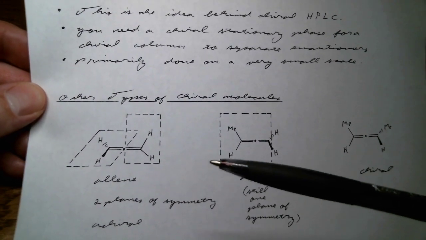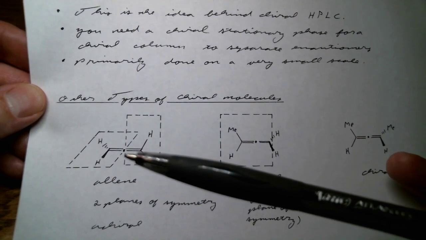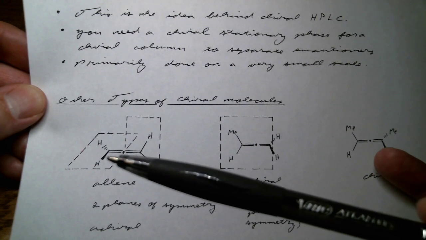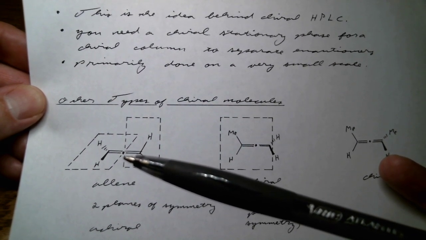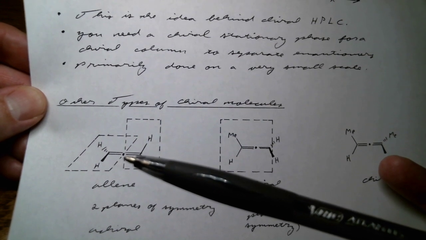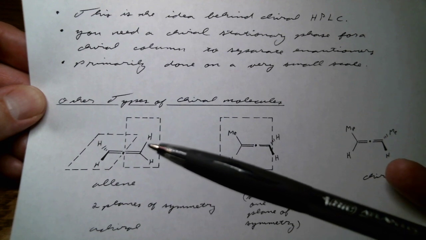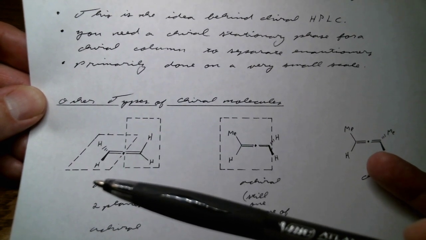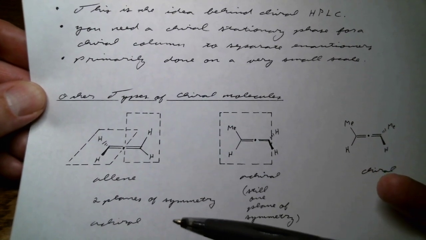Other types of chiral molecules we can look at. This is an example of cumulated double bonds. So you have a single carbon that shares two different double bonded carbons. So of course, the geometry around our single carbon is sp, it's linear. This carbon has its hydrogens in the plane of the page. This carbon has one hydrogen coming out of the plane of the page and one going back in. So in allene, you have two planes of symmetry.